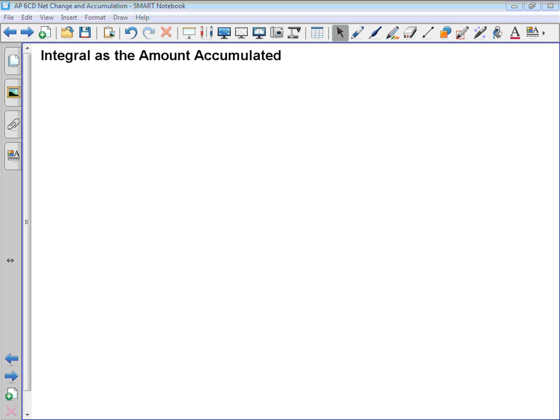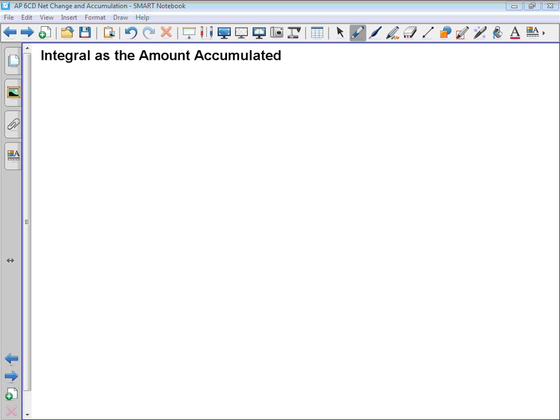Here we're going to take a look at a couple more examples of applications of integrations. These are what are known as accumulation problems. But we're using sort of the same underlying principle that we talked about in the last lesson. Basically, we are interpreting the integral here as the amount accumulated or the net change.